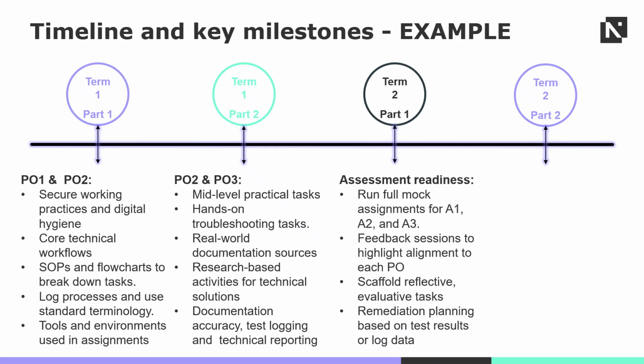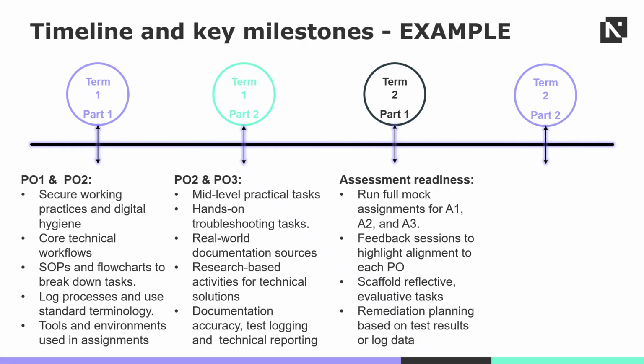And then in the early spring term, think about assessment readiness in terms of mock assignments and consolidation. So focus on assessment practice linking to all 3 performance outcomes, and build familiarity with assignment structure and expectations. So some activities here could include running full mock assessments for assignments 1, 2 and 3, using time-bound scenario-based briefs that reflect the real assessment format. Use feedback sessions to highlight alignment to each performance outcome.